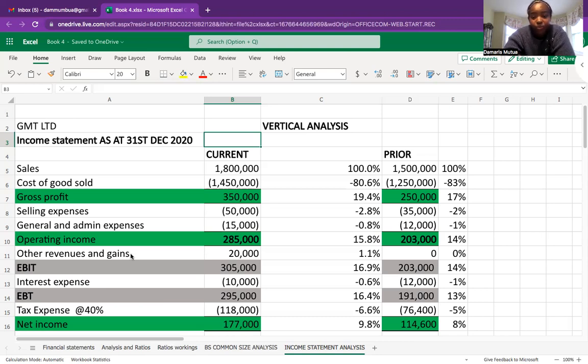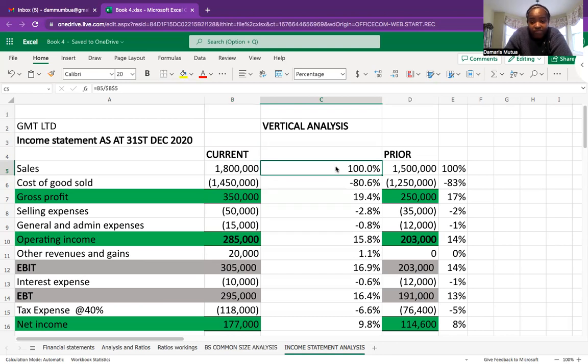So we're going to be starting with vertical analysis. When I talk about vertical analysis, we're analyzing the income statement from the top, which is sales, the main source of income, all the way down. So our base is going to be sales. We express everything as a percentage of sales, and this is how we do it. We say our sales is $1.8 million divided by the sales itself, which is P5. So you get 100%. We want to express everything else as a percentage of sales.